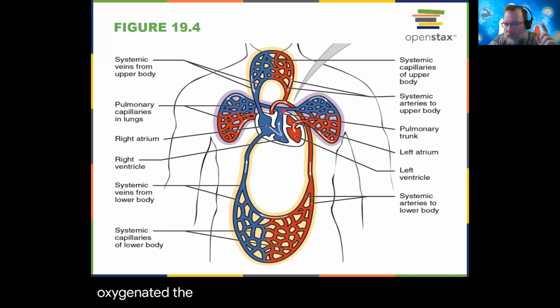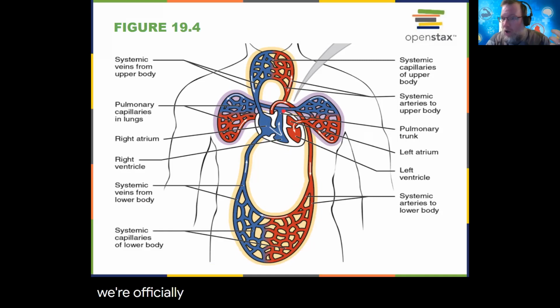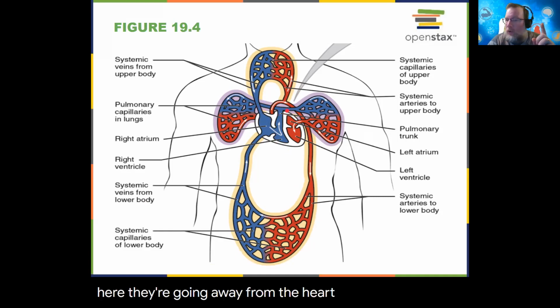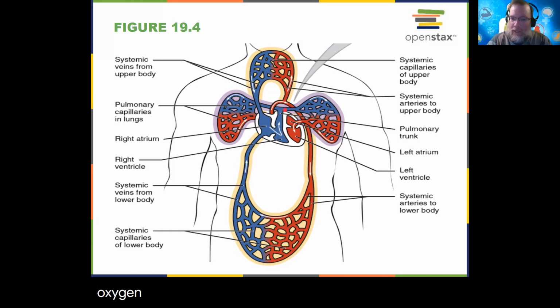The exception is right here. We have blood that's leaving the right side of the heart. So these are arteries as well. As we leave the right side of the heart, we're officially in an artery. And these are all going to be arteries here. They're going away from the heart. These are the only arteries in the body that are carrying blood that's low in oxygen. They call them the pulmonary arteries.